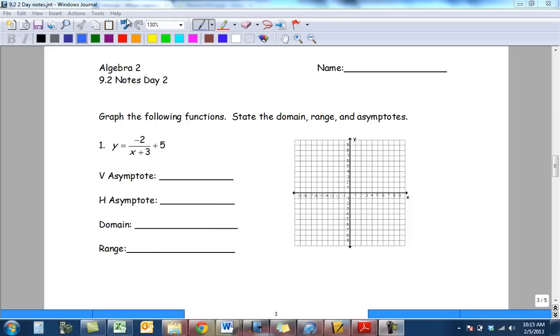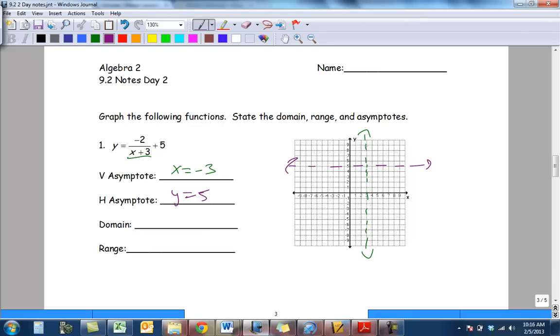All right, 9.2 day 2 is more graphing. So these first few examples, vertical asymptote, what makes the denominator 0? X is equal to -3. Can't beat that. So there's a vertical asymptote here. Horizontal, this is in the form of x minus h and then plus k. So this is y is equal to 5. This is a horizontal asymptote at y is equal to 5 like this.